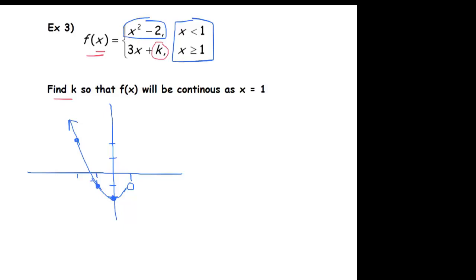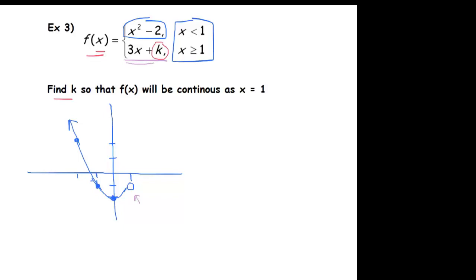When x is bigger than or equal to 1, I'm supposed to graph 3x plus k. Now you can understand the problem with graphing it right away, and that is that this is really just a line with a slope of 3. But the k is the y-intercept, and we don't know what that is yet. We need to figure out what it's going to be so that it fills in that hole and then makes this whole picture continuous.